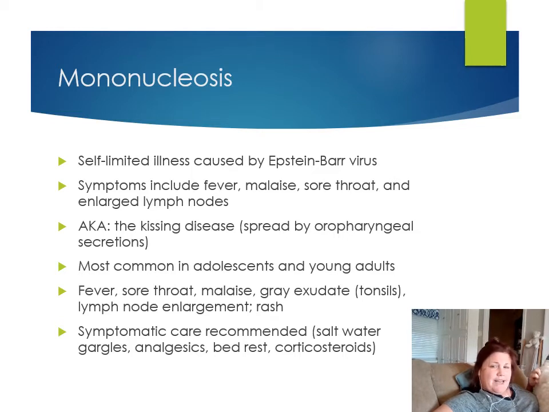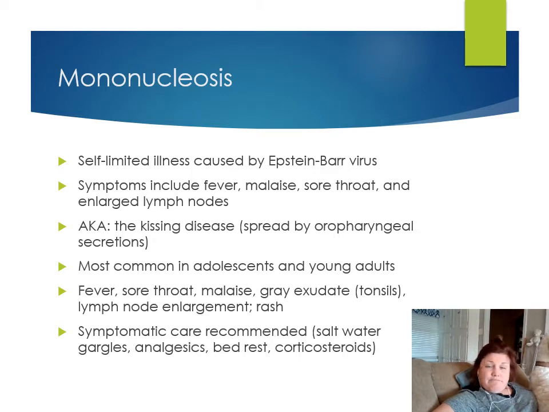It is most common in adolescents and young adults, and the symptoms you would notice include fever, sore throat, tonsils having like a gray pus or exudate to it, and then can also result in a rash. I've even seen patients that have a report of jaundice associated with mono, so that would definitely need to be discussed and looked at.